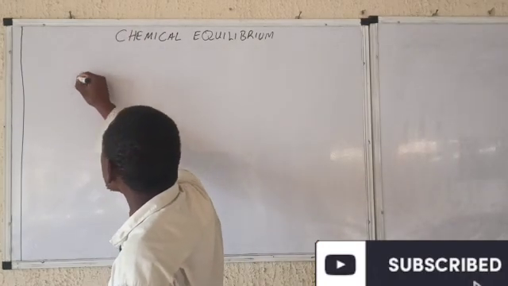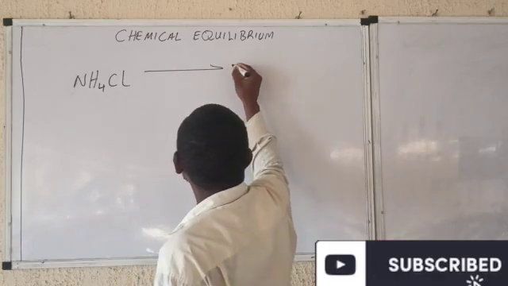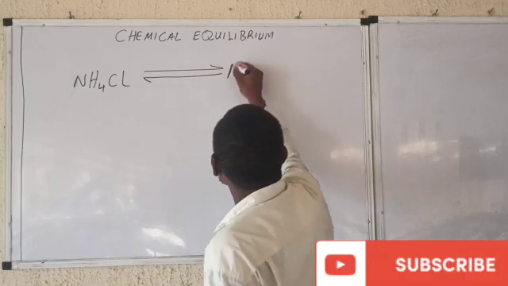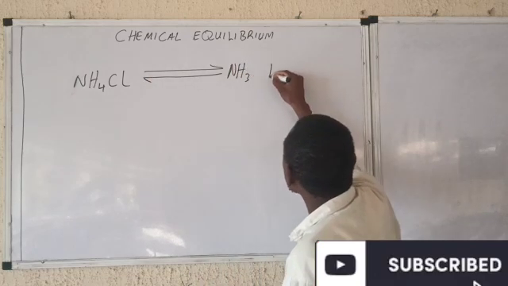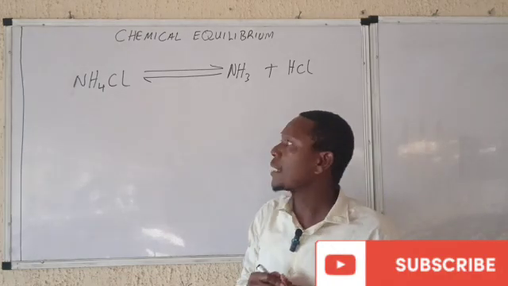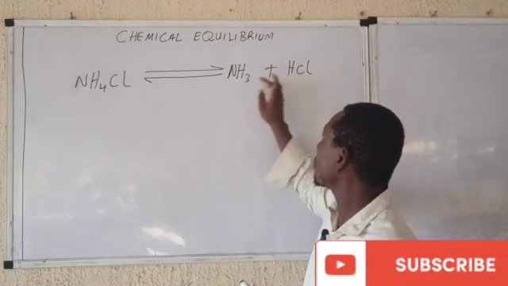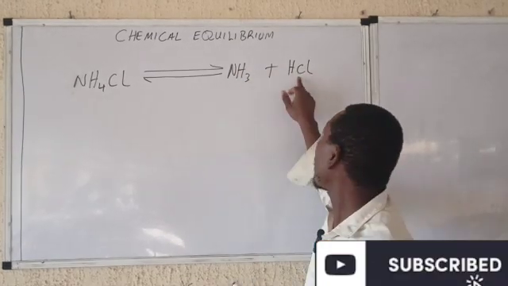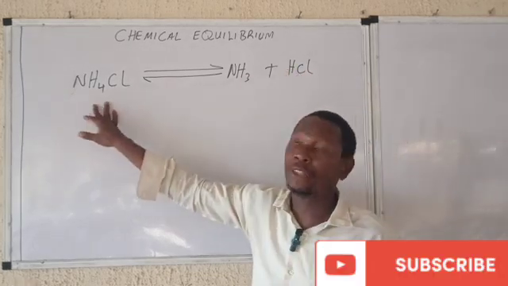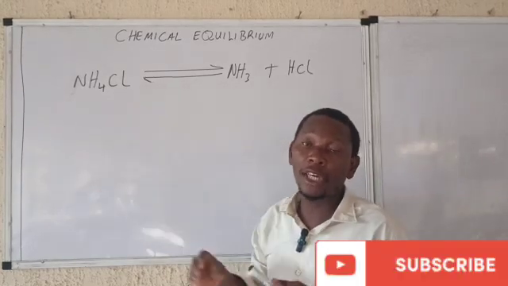ammonium chloride. Now this ammonium chloride can decompose to give ammonia and what? HCl. Now realize that this reaction can move forward to form ammonia and hydrogen chloride, or hydrogen chloride can also combine with ammonia to form what? Ammonium chloride. So this reaction can move in the forward direction and can move in the backward direction.